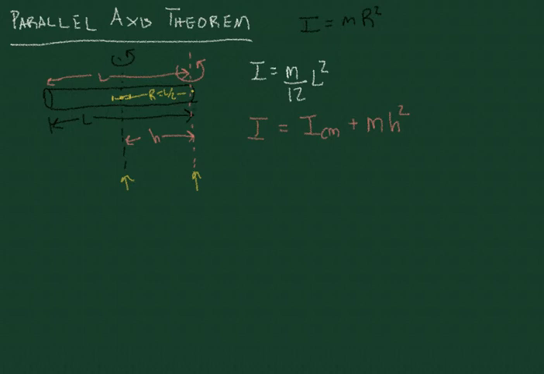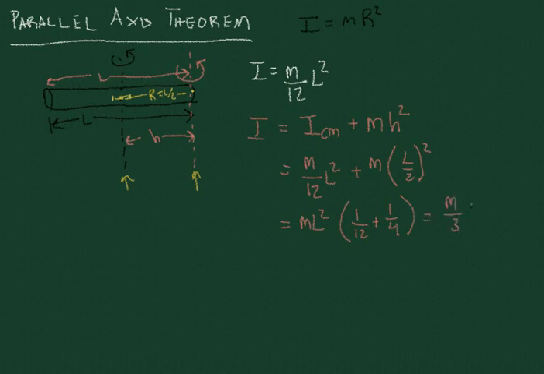So in this case for the rod, we see that this is m over 12 L squared plus m times h squared. In this case, h is L over 2 squared. So this is mL squared times 1/12 plus 1/4. If we get a common denominator, then we have 1 plus 3 is 4 over 12, which is 1/3. So we see that the moment of inertia is m over 3 L squared.